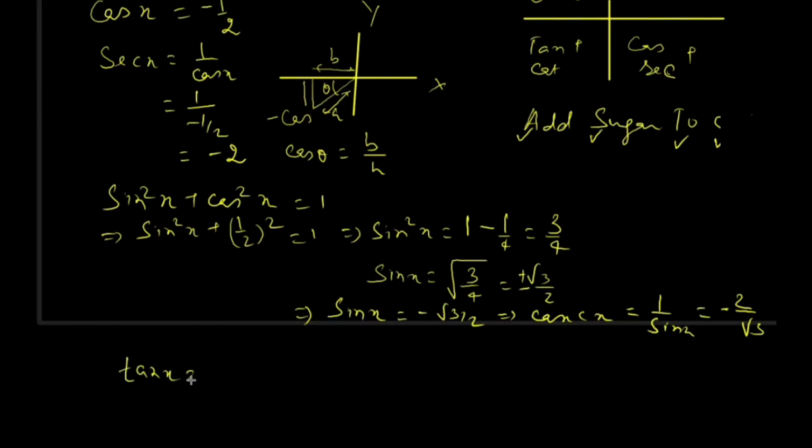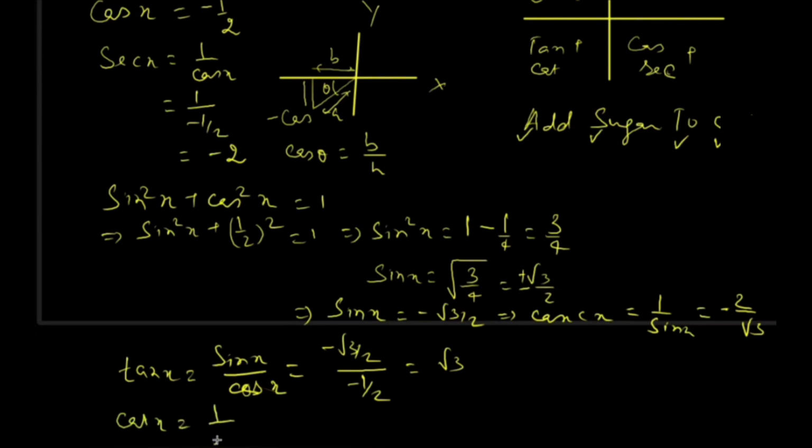Now coming to the last bit, which is tan theta and cot theta. Tan x is nothing but sin x upon cos x, and we have sin x as minus root 3 by 2 and cos x as minus 1 by 2. So this is nothing but root 3, as the 2 would cancel out and minus minus would cancel out. And then cot x would be 1 upon tan x, which is nothing but 1 upon root 3.